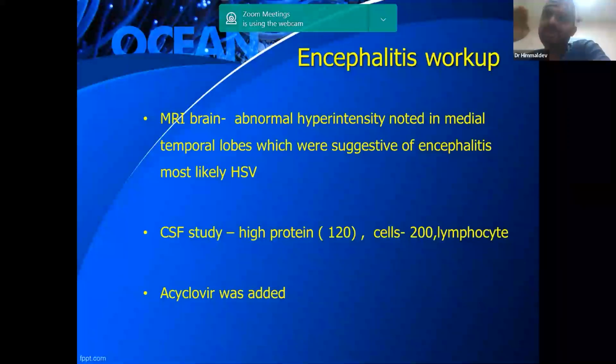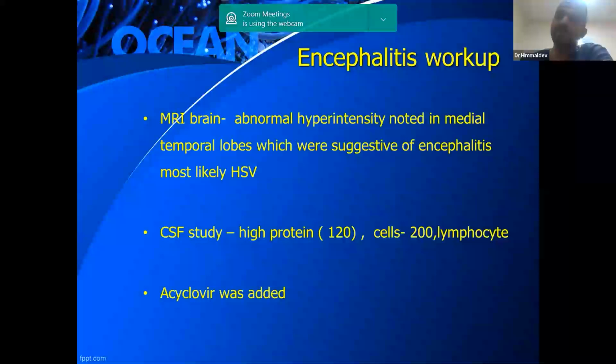So a little bit of confusion. He presented as tropical fever, but the CSF study showed more of an HSV, herpes simplex. So two diagnoses right now. So we started him on ceftriaxone, doxycycline, and acyclovir. Ceftriaxone and doxycycline to cover for all tropical infections, and acyclovir to cover for herpes simplex virus encephalitis.